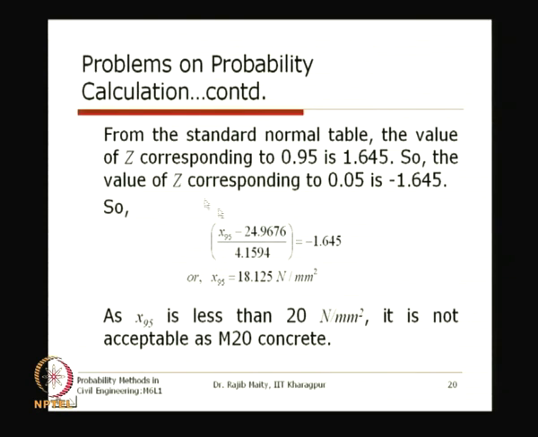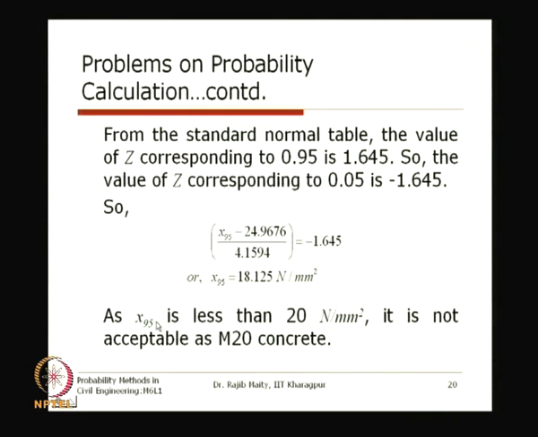Here you can see that from the standard normal table, the value of Z corresponding to 0.95 is 1.645. So, the value of Z corresponding to 0.05 is minus 1.645. So, x95 minus 24.9676 divided by the standard deviation, this is the reduced variate, which should equal minus 1.645. So, x95 is 18.125 from this experiment that we got.